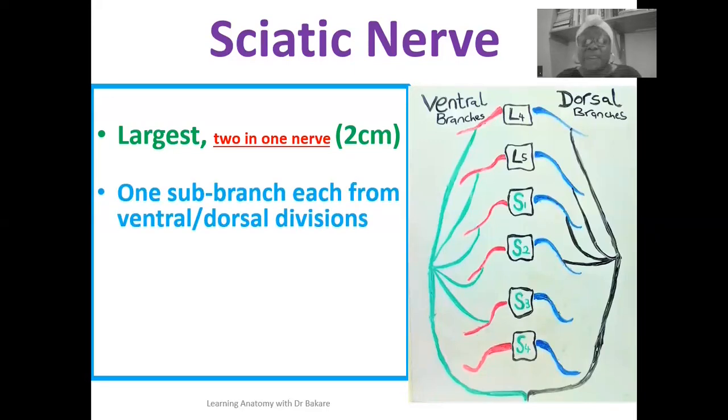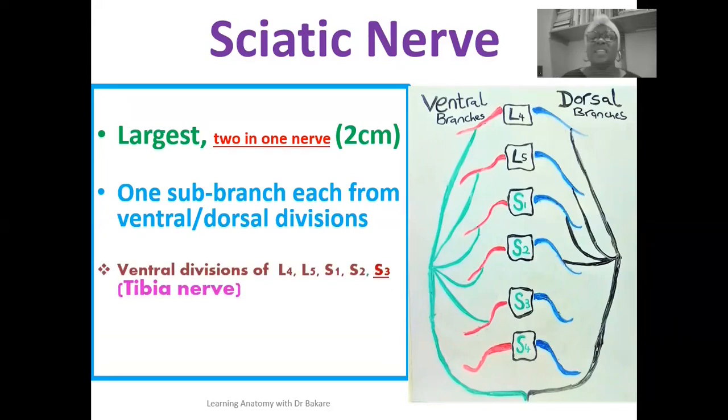So you have one sub-branch coming from the ventral division, and another sub-branch coming from the dorsal division, which of course will unite to form the sciatic nerve. So let's see how they emerge. From the ventral divisions, we have these divisions running from the anterior rami of L4, L5, S1, S2, and also S3. And at this point, arrowed in green, is where they emerge as a sub-branch of the ventral divisions. And this, of course, will be forming the tibial nerve. So we should look forward to this as we go through the sciatic nerve.